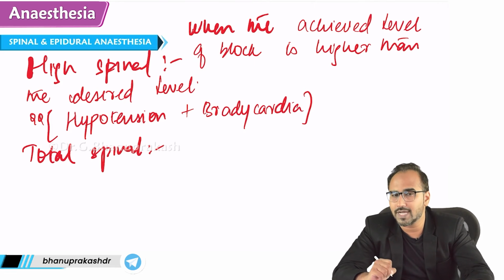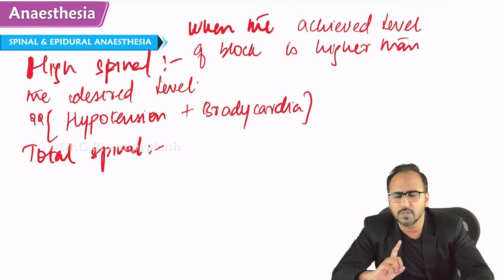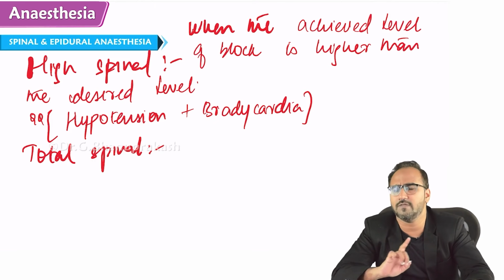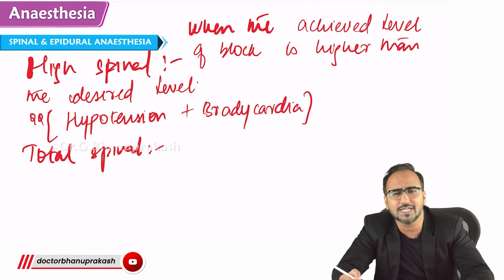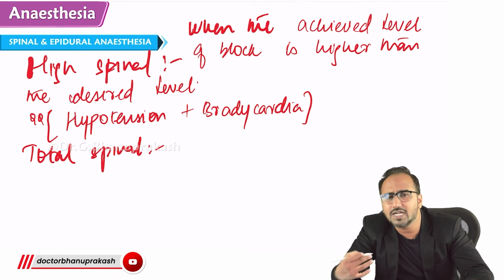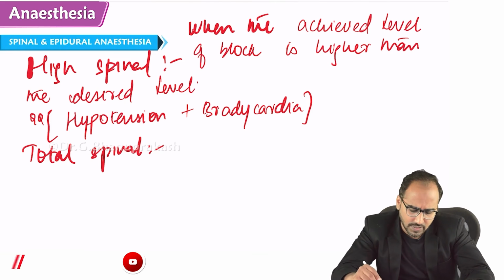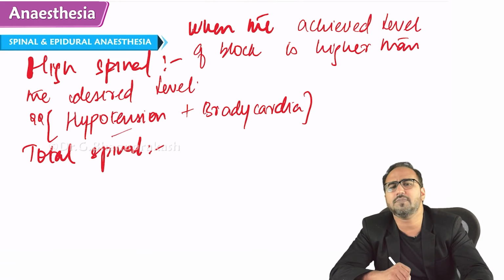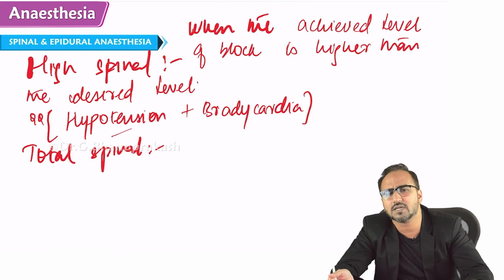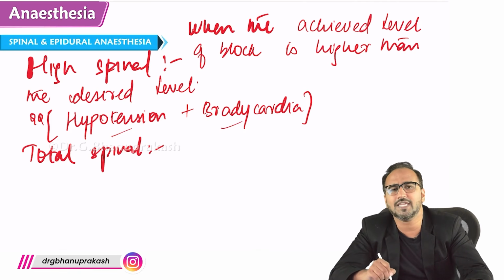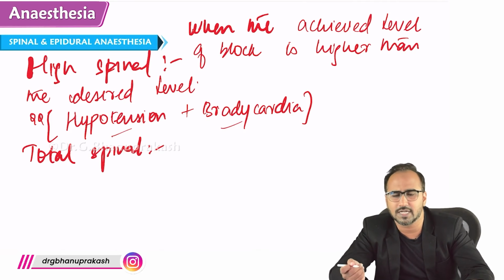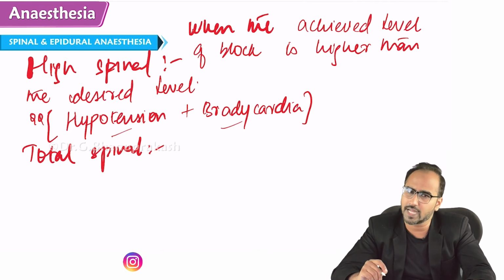Are you worried about this high spinal? Answer should be no, sir, I am not worried. Why are we not worried? Because we have an emergency drug tray in which we have the drugs to manage this hypo and brady. If the patient develops hypotension, go for the first drug of the emergency drug tray, phenylephrine. If the patient has bradycardia, go for the second drug, atropine. So that's regarding high spinal.